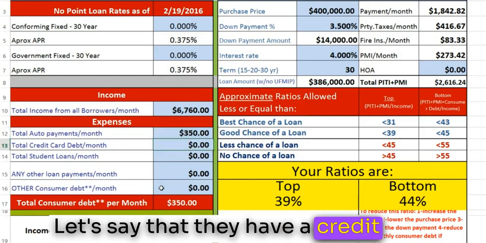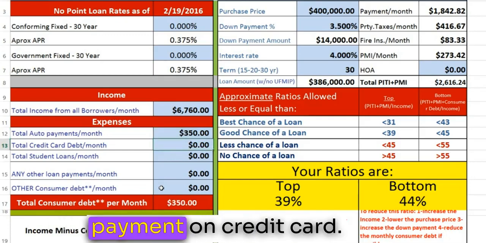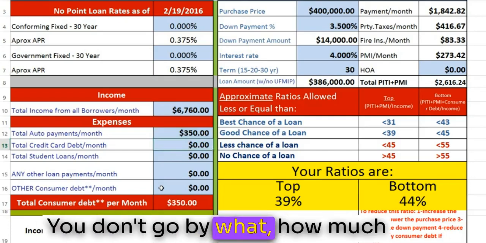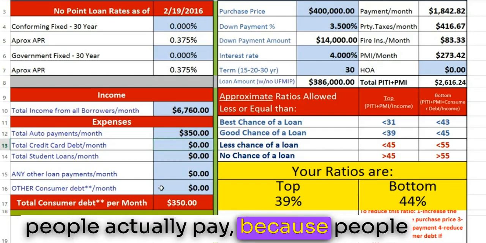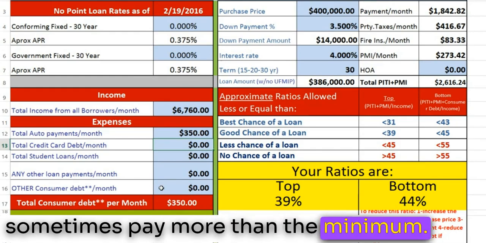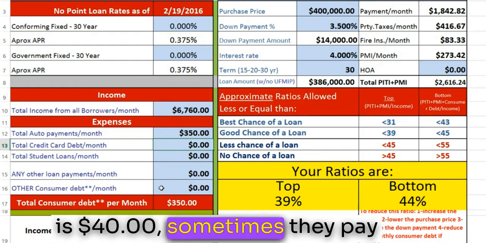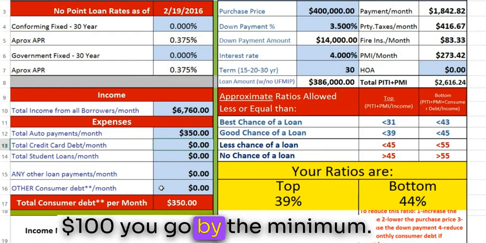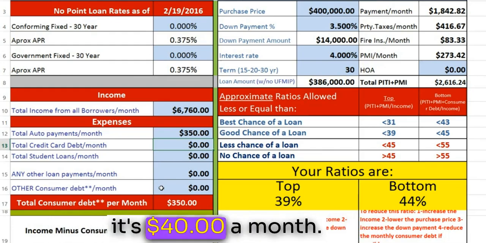Let's say that they have a credit card payment. For the minimum payment on a credit card, you don't go by how much people actually pay, because people sometimes pay more than the minimum. So if their minimum payment is $40, sometimes they pay $100. You go by the minimum. So in this case, let's say it's $40 a month.